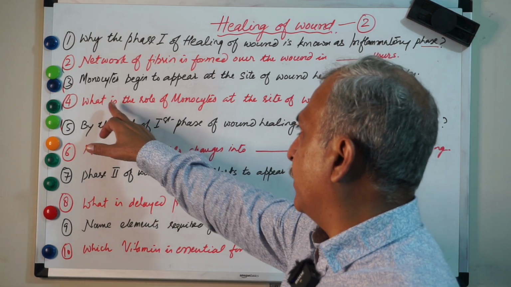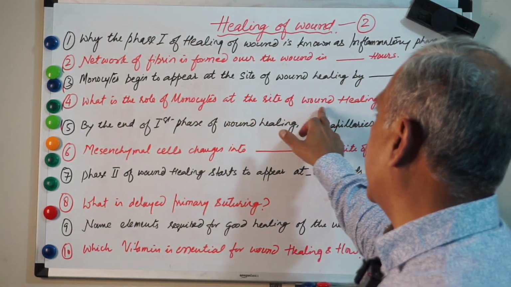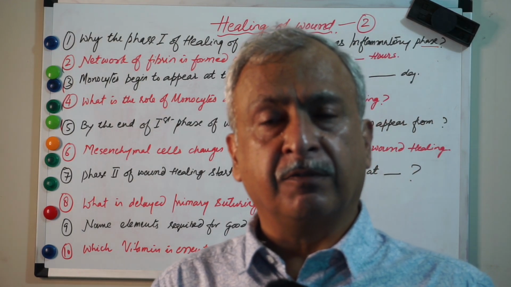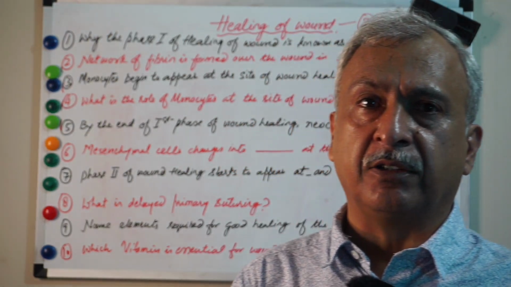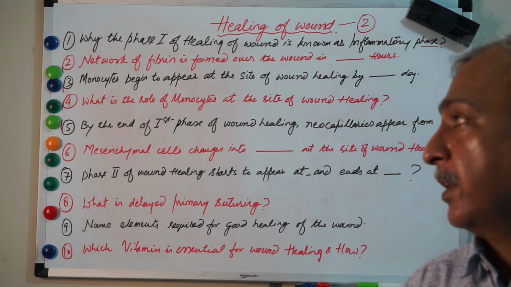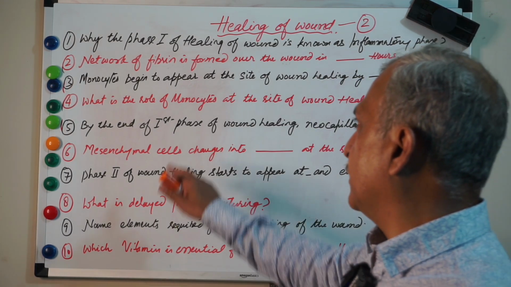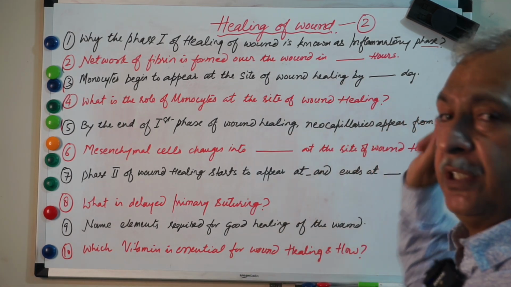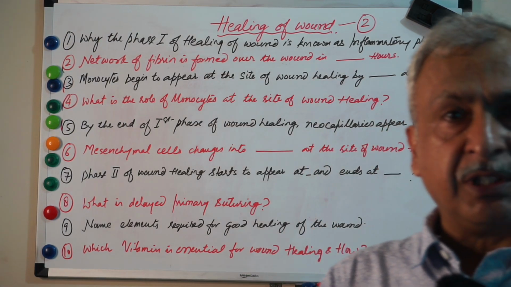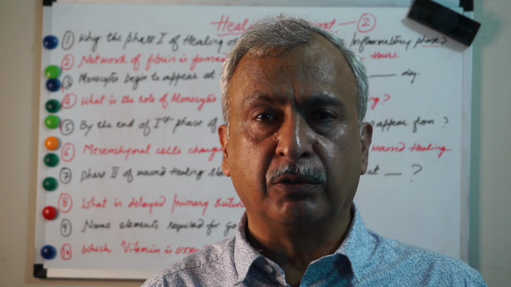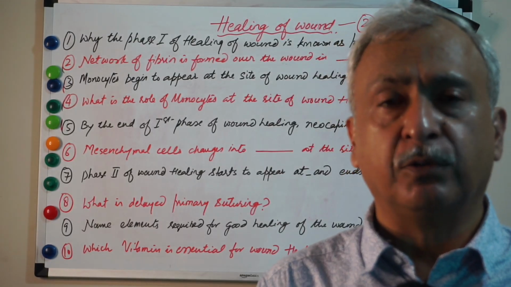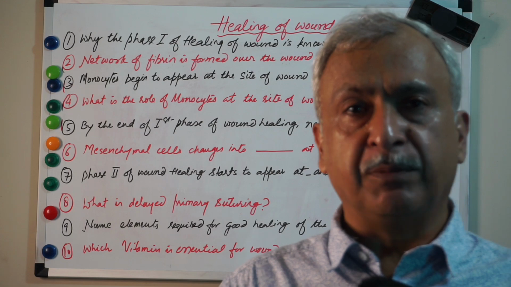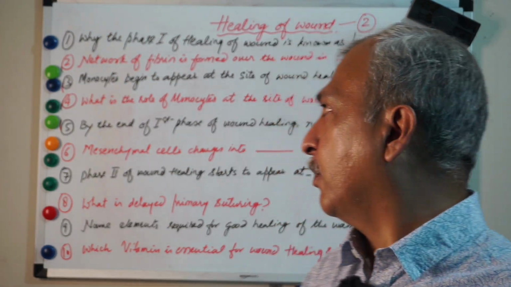Question 4 is, what is the role of monocytes at the site of the wound? You have to give the logic why these cells appear at the site, what is their exact role and function. By the end of the first phase of the wound healing, new capillaries appear from. So during the second phase of the healing of the wound, new capillaries form, and you have to give the answer from which cellular elements these new capillaries form.